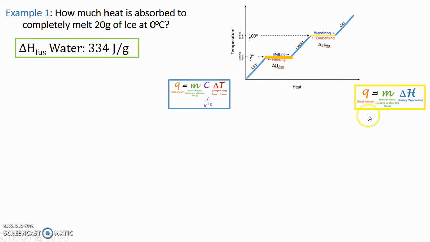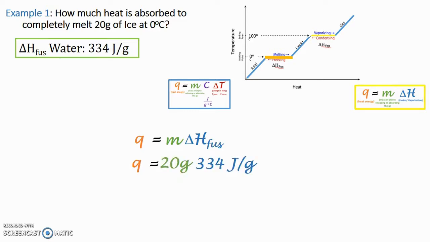So we're going to have to use this equation right over here. And it's going from a solid to liquid, so we're going to use our heat of fusion. The heat of fusion of water is 334 joules per gram. So we're going to use this equation and we're going to plug in the values that we have. Our mass is 20 grams and our heat of fusion is 334 joules per gram. So the only thing that we need to do now is just multiply these two values. And when we do that, we get a final answer of 6,680 joules. So it takes this much heat in order to melt 20 grams of ice at 0 degrees Celsius.